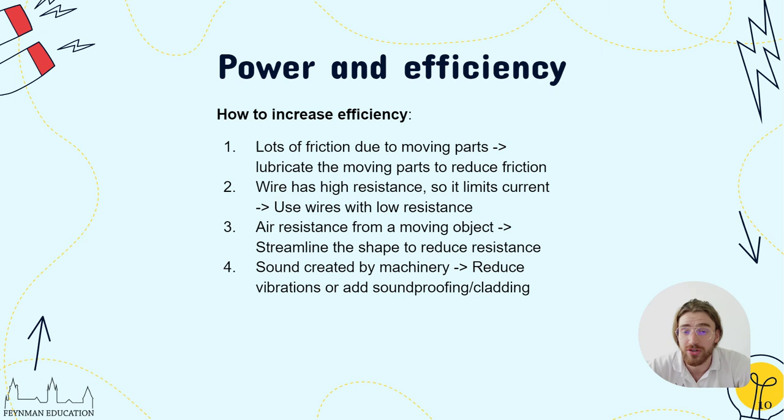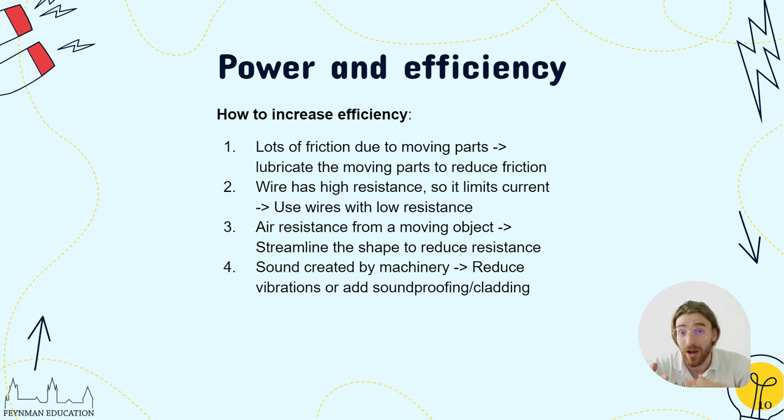So how can we increase the efficiency of something? By losing less energy to friction, or less energy to the environment, let's say. The first way is by reducing friction. This is by adding something like lubricant or grease to machinery. This is going to prevent it from heating up and losing energy to the environment through friction.